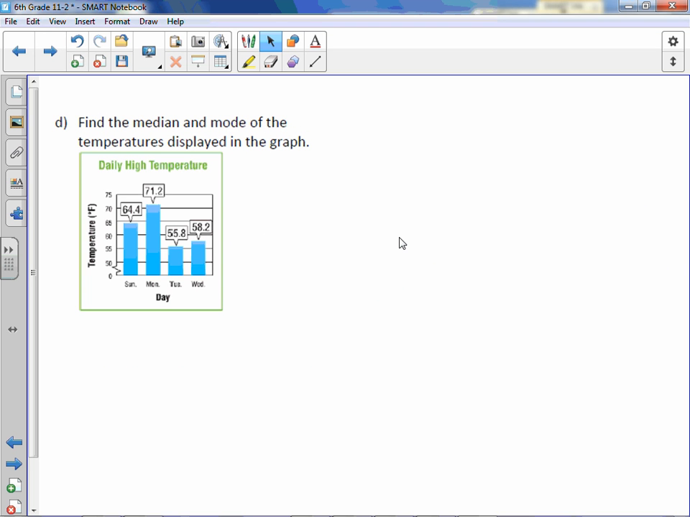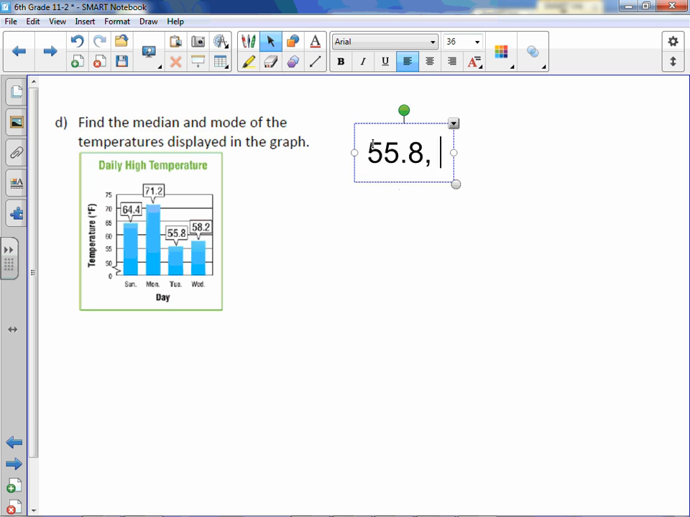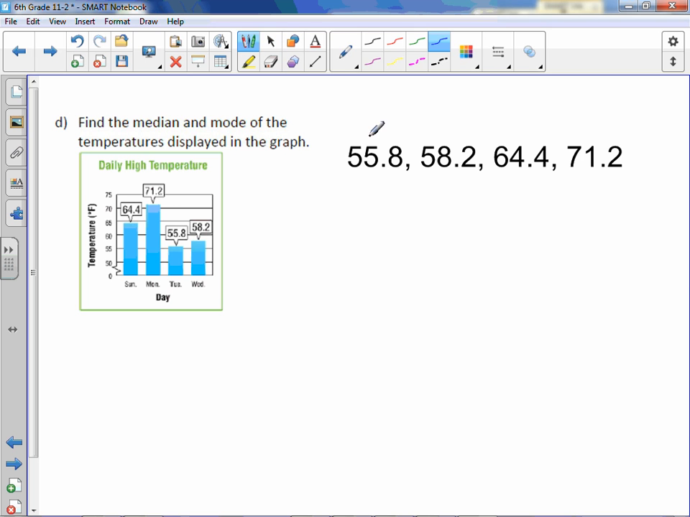Letter D, find the median and mode of the temperatures displayed in the graph. Okay, so let's put them in order from least to greatest. We have 55.8, 58.2, 64.4, and 71.2. There are only 4 numbers. Now let's find the middle.